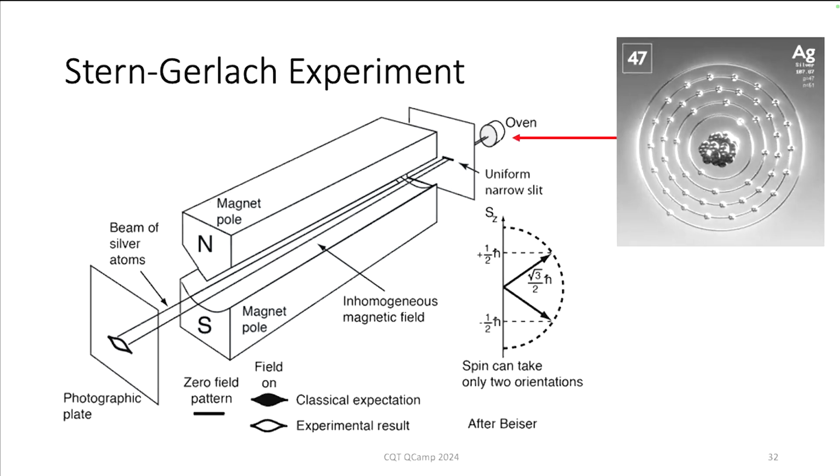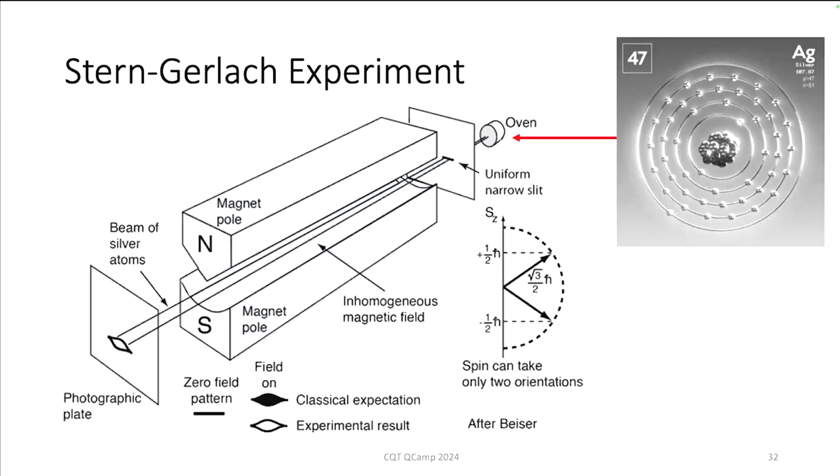Why we use silver atoms is because if you draw the electron configuration diagram, we see that there is a single valence electron at the outermost shell. This is what is causing the effect that we are seeing here. All the other electrons don't contribute to this result, because their spins cancel out, and only the resultant spin is due to this electron.